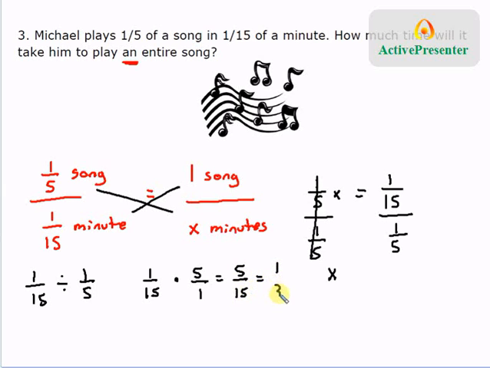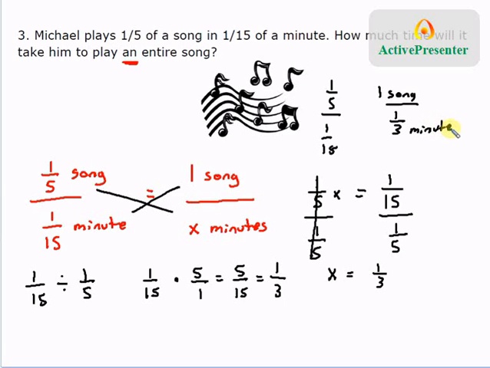Now, once again, we know that we can simplify this because 5 divided by 5 is equal to 1, and 15 divided by 5 is equal to 3. So x is equal to 1/3. If Michael can play 1/5 of a song in 1/15 of a minute, that means that if he wants to play one song, then it will take him 1/3 of a minute.